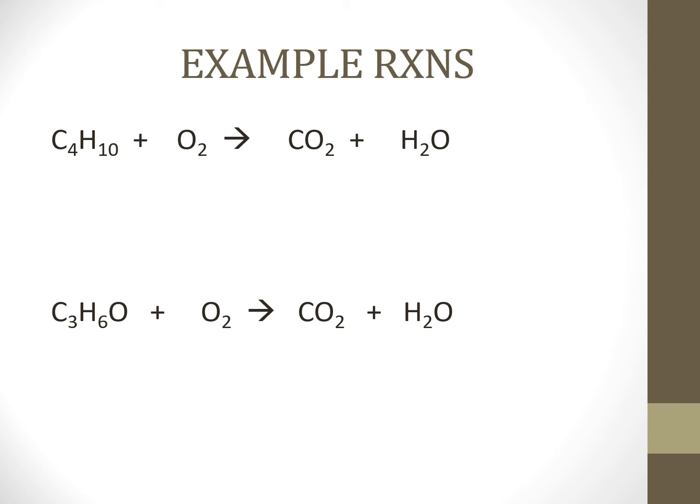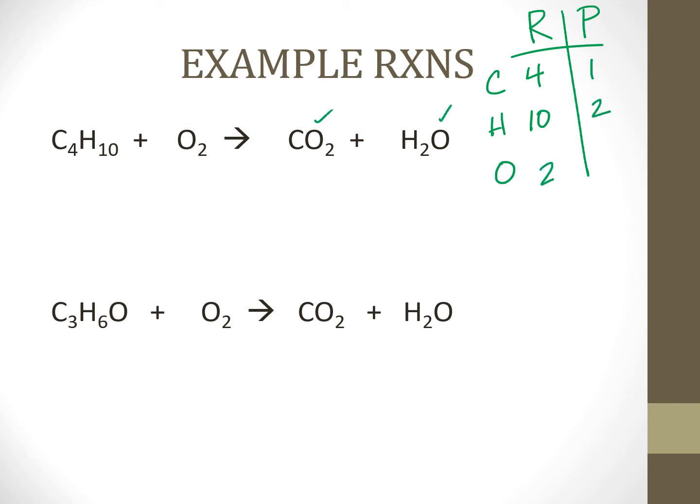You always balance in the same order, alphabetically, C, H, O. I'm going to show you that, and I'm going to use my reactants and products chart. So I have 4 carbons in the reactants, 1 in the product, 10 H's, 2 H's, 2 O's, and be careful, there's O's in 2 spots, 3. All right, so balance your carbon first.